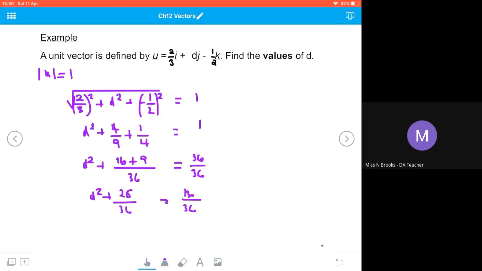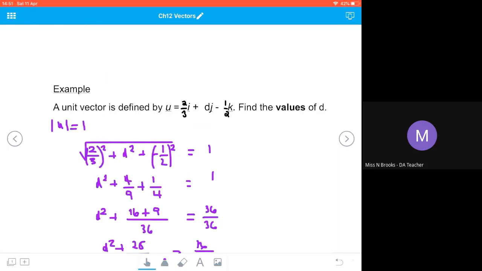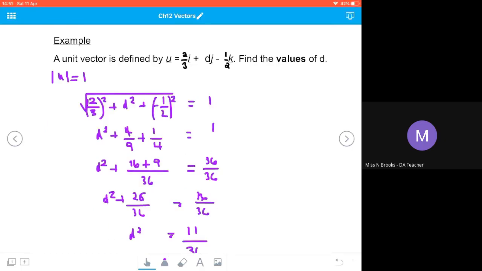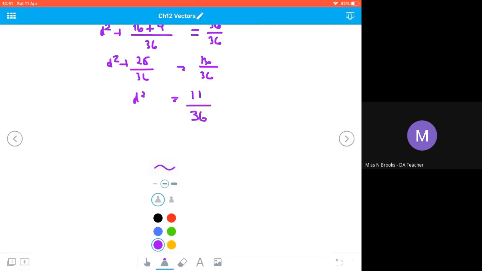Now, we need to get rid of that 25 over 36. So d squared is going to equal 11 over 36. Now, if we go back up to the top of the question, it said find the values, plural, of d, and that's a clue to remind us that when we're square rooting, we're going to have a positive and a negative response to our root 11 over 36.